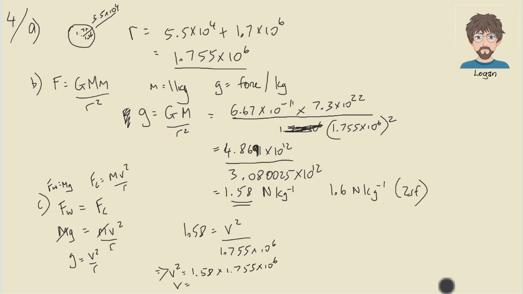V equals the square root of some number, and then we'll do it. 1.58 times 1.755 exponent 6 equals 2,772,900. We square root the answer, and we get 1,665 meters per second, or 1,700 meters per second, to two significant figures. Cool. I've run myself out of space here.